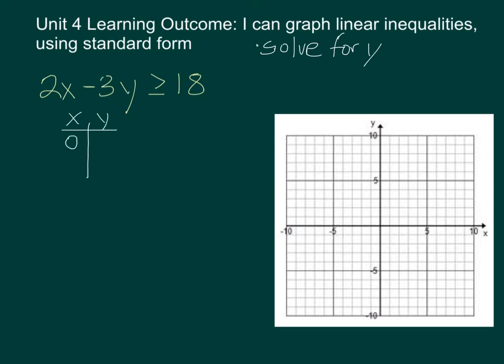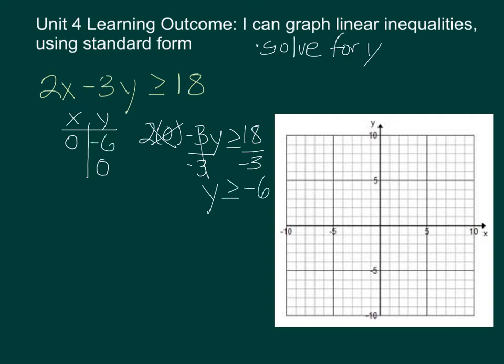So we found out, what if x is 0? What if y is 0? Well, if x is 0, 2 times 0 minus 3y is greater than or equal to 18. That turns to 0. Divide by -3. Make sure you know it's a negative. Y is greater than or equal to -6. So that's our y-intercept. Right now, even before I do anything else, I'm going to put that y-intercept on my graph because we have had trouble in the past. So that y is -6. That's down here.